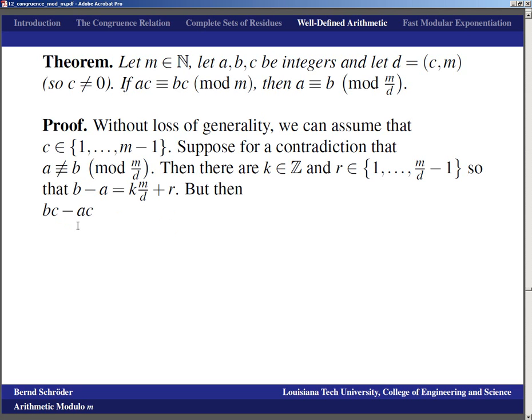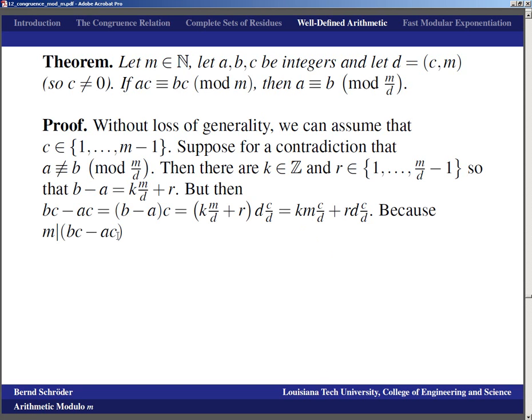Okay, but then, let's take a look at bc minus ac. That's b minus a times c, and we know what b minus a is, so this is k times m over d plus r, and c is, of course, d times c over d, and now we're just going to multiply that out. So that gives us k m over d times d c over d, so that's k m c over d, plus r d c over d. And that is problematic now because the first one is divisible by m, because remember d is a divisor of c, so c over d is really an integer. And so the first one is divisible by m, and the second one is not.